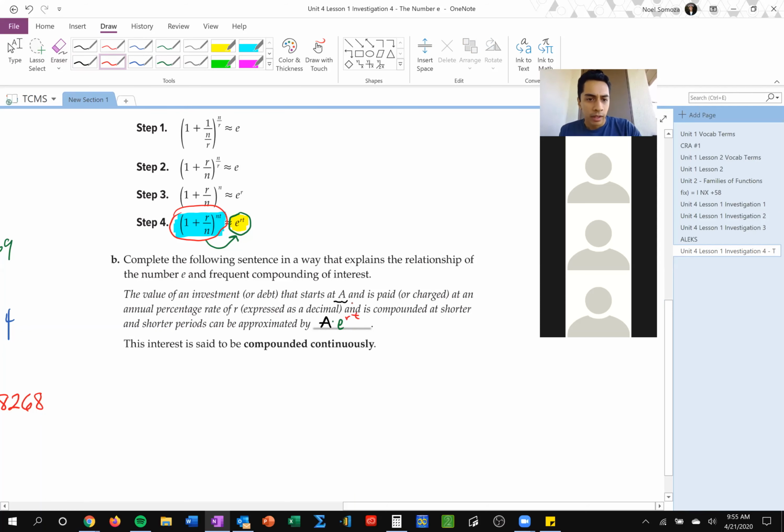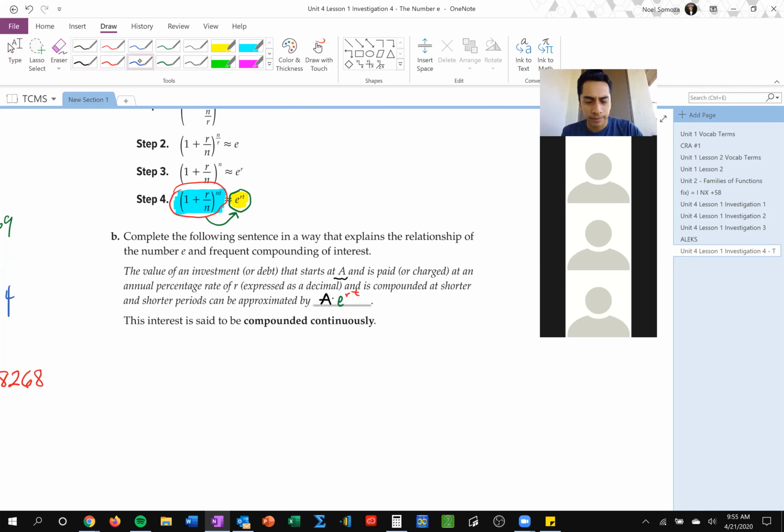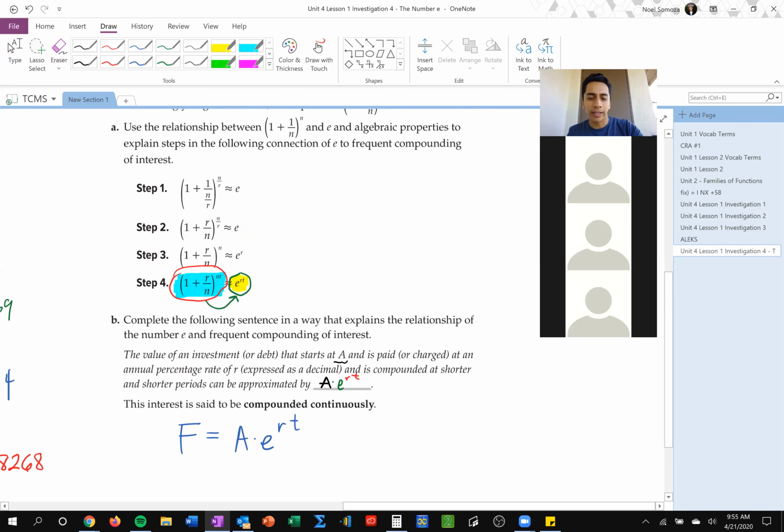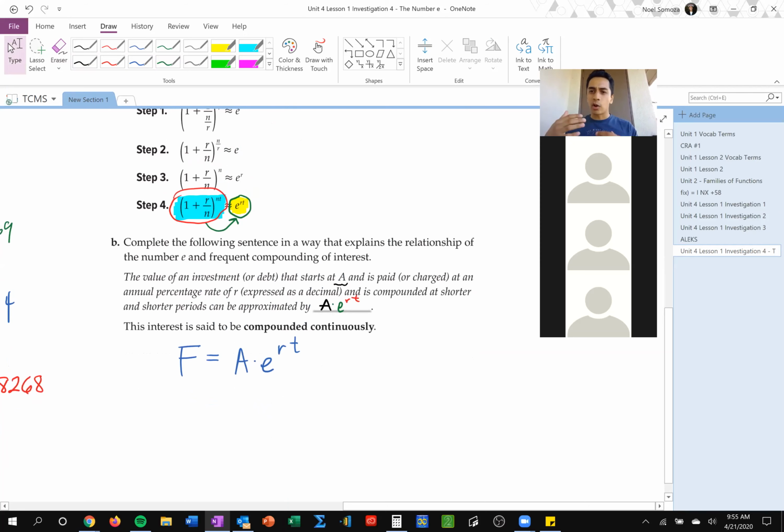Okay, so the formula here that we get to use from now on is going to be represented by final value equals your initial amount of investment times e to the r times t power. And that's essentially all that number 3 was trying to get us to do. It was trying to get us to build our own final value formula when we are compounded continuously. So this only works when it's compounded continuously.